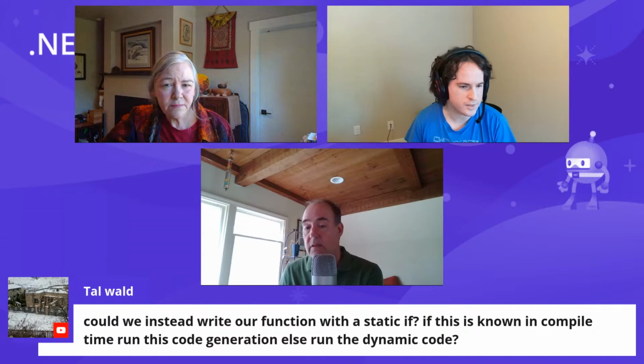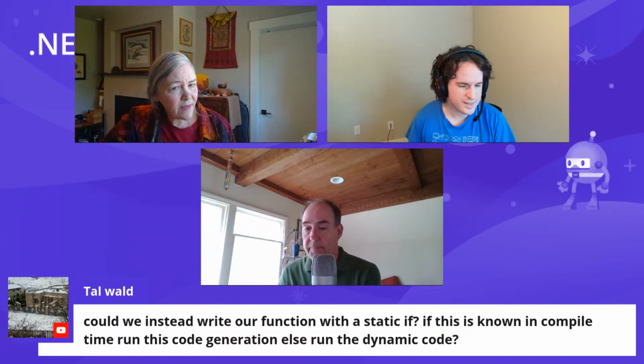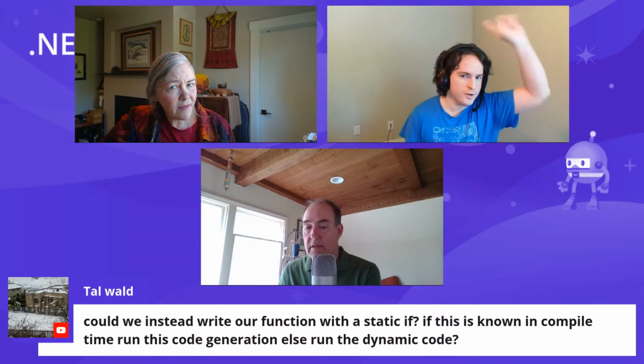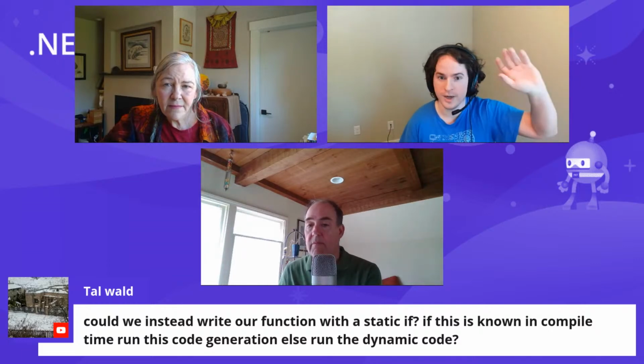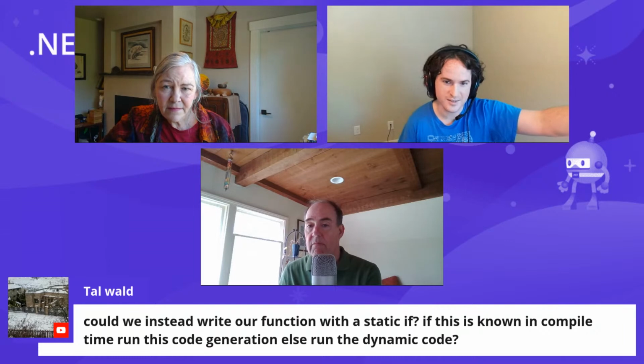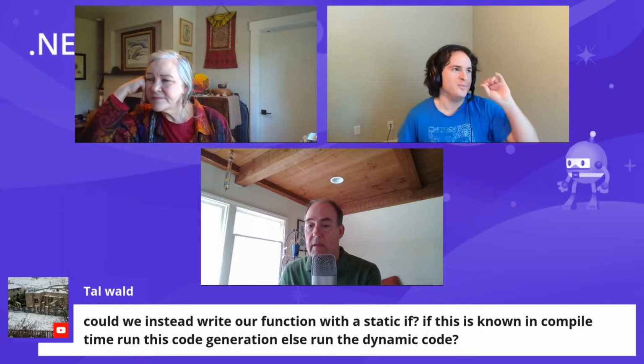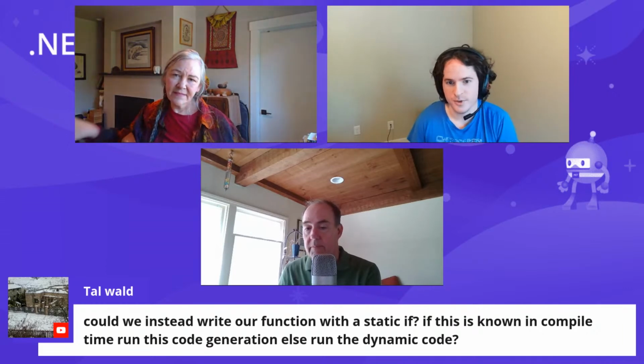Could we instead write our function with a static if: if this is known at compile time, run this code generation, else run the dynamic code? This sounds a little bit like the dispatch block concept that we've also been looking at. You would literally look at all the ways this method gets called, and any constant value that you might see propagating in through any flow process that the source generator might devise, make Alan Turing roll in his grave or something. But you'd have a default case that calls the non-specialized version. Basically, you'd say, here are the values that I know might get passed in, and I'll specialize for them, and then I'll fall back, right?